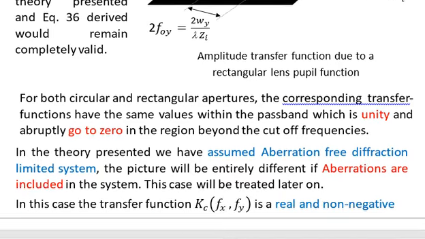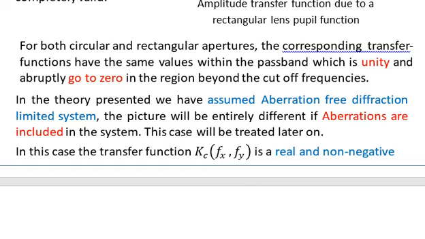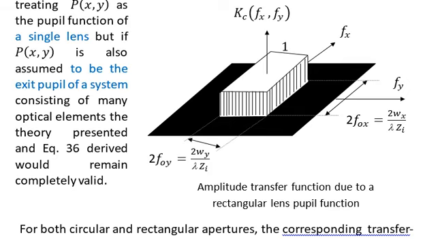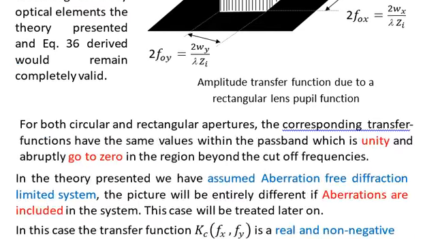For both circular and rectangular apertures, the corresponding transfer functions have the same values within the pass band, which is unity, and abruptly go to 0 in the region beyond the cutoff frequency. You can see that within the cutoff frequency the amplitude of the transfer function is equal to unity, and in the black region it becomes abruptly equal to 0, where the Fourier frequencies will not pass and will be cut off immediately.